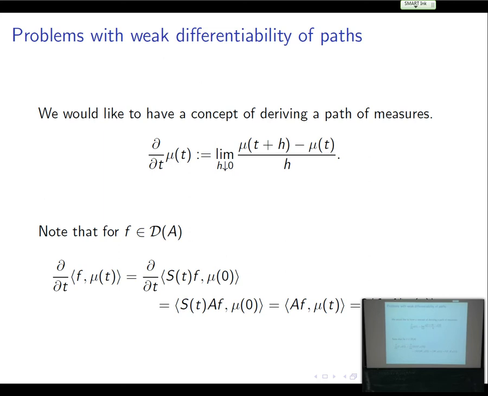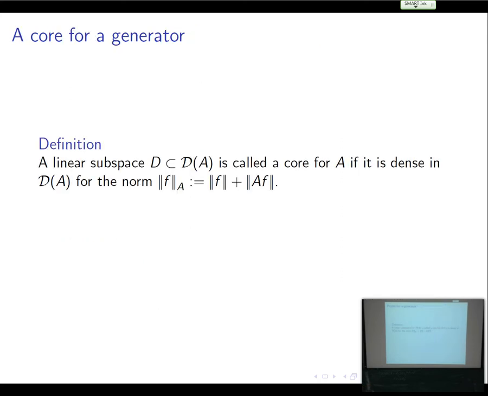Also, I have this for all functions in my domain of A. But for many processes, it's actually very unclear what the whole domain is. So for diffusion processes, sometimes you can actually give the whole domain. But for discrete interacting particle systems, for example, it's unclear what this domain is. And you can only give a smaller subset, which in turn is enough to determine everything you want to know. So that's the concept that I want to look at.